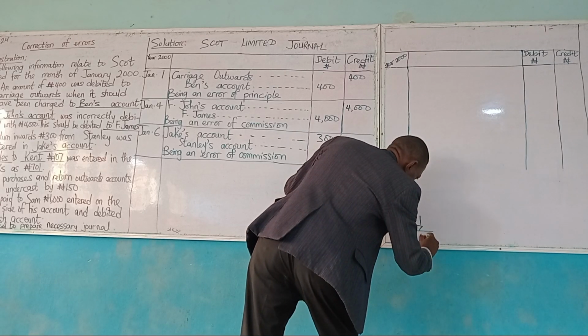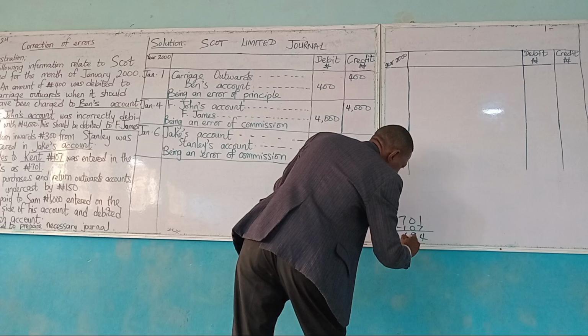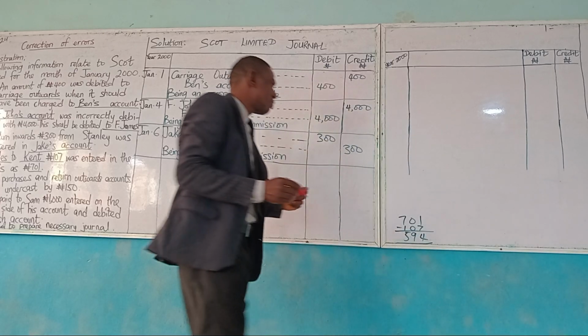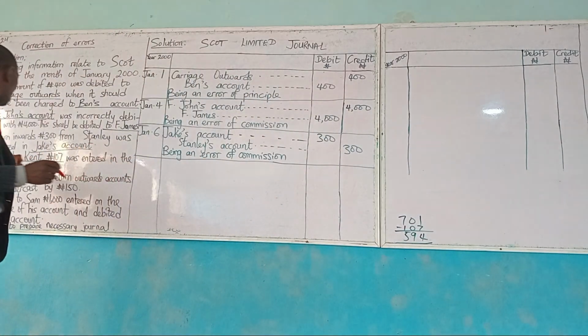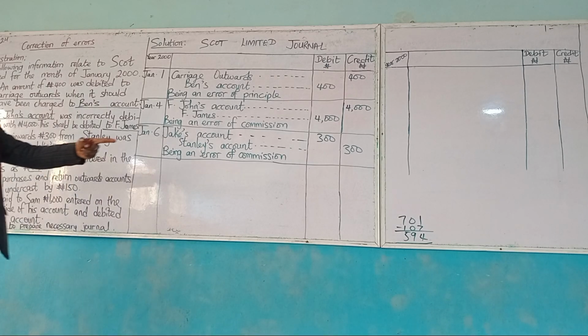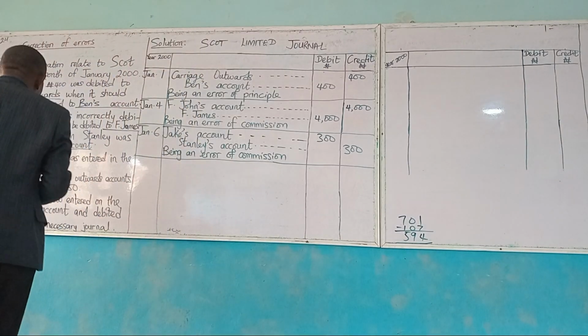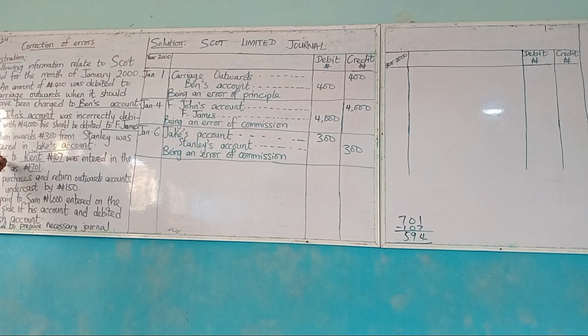We have 4. Then we have 9. And we have 6 minus 1, 5, 9, 4. So the difference between 701 and 107 is 594, which means 594 had been added to the credit side of the sales account. So we have the credit side being too much by 594.